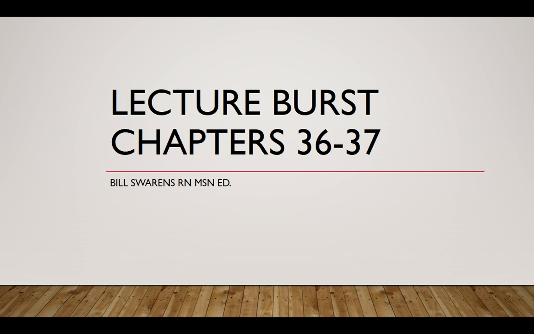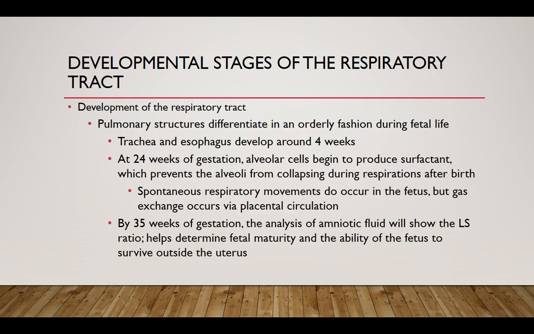Lecture burst for respiratory and cardiovascular for children. Developmental stages for the respiratory tract. The trachea and esophagus develop around the fourth week of gestation. At 24 weeks of gestation, alveolar cells begin to produce surfactant, important thing to know, which prevents the alveoli from collapsing during respirations after birth.